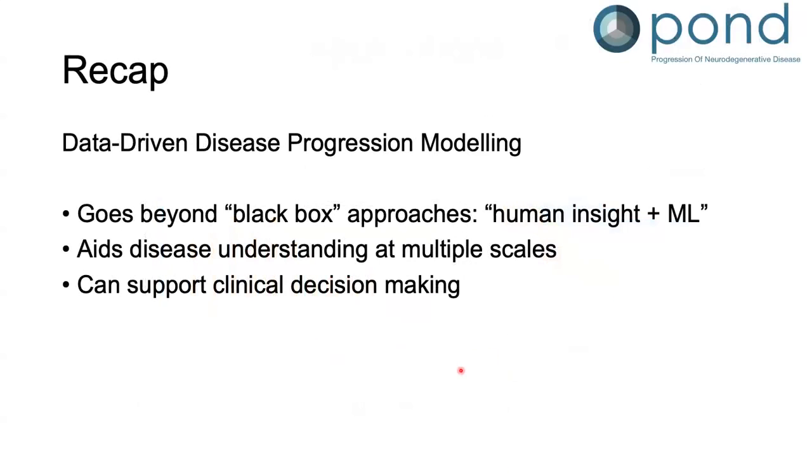Quick summary. This is the thing that I'd like you to take home: this thing that we call data-driven disease progression modeling goes beyond these black box approaches that you can see sometimes, particularly in some of the more recent versions of machine learning, to incorporate human insight, not just human insight in artificial neural network architecture, but actual biological insight, clinical insight, to help guide the design of these models, and can leverage machine learning as well to discover patterns that aren't pre-known.